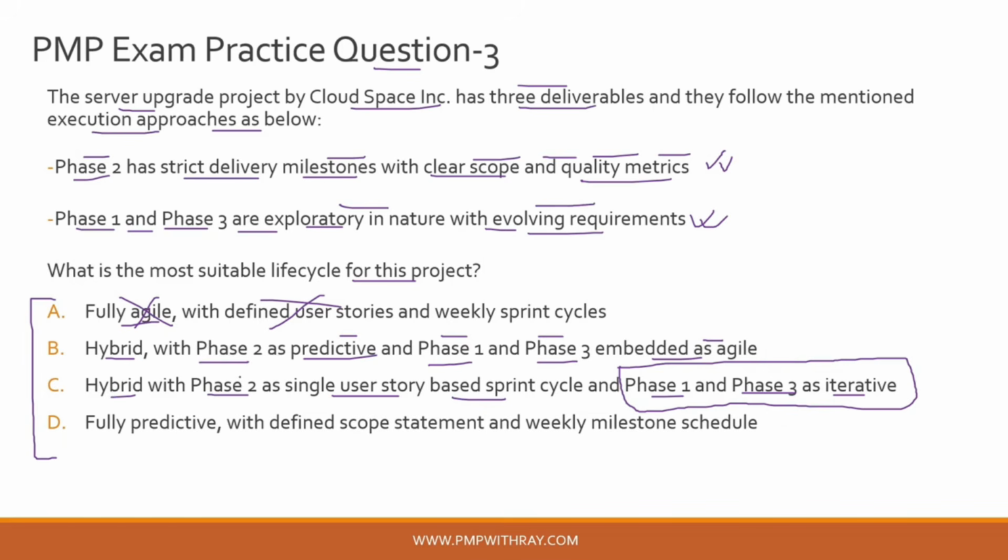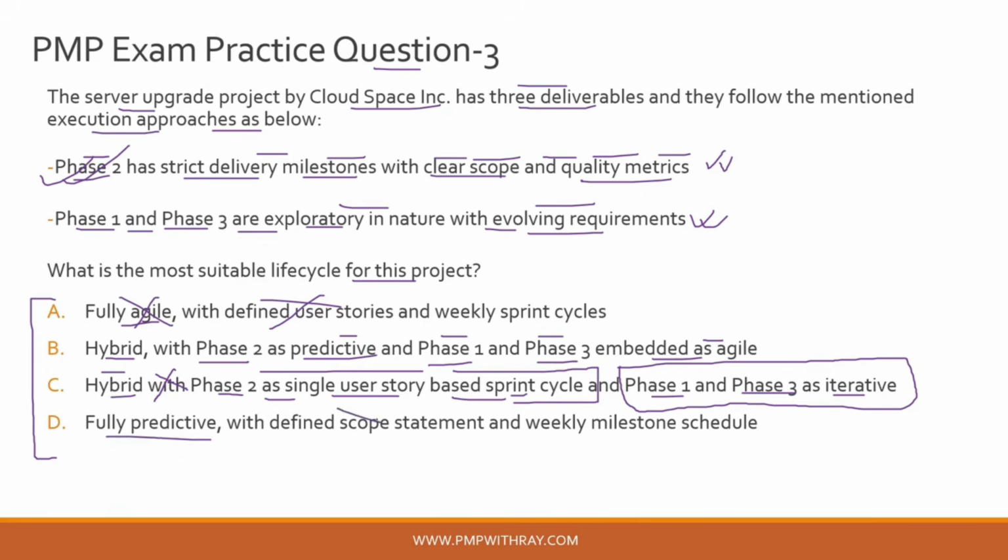However, if we come to the first part of this option, it is mentioning that phase 2 needs to be executed as a single user story based sprint cycle. Okay, now that makes this option quite incorrect because, as you see here, since phase 2 has strict delivery milestones with clear scope and quality metrics, there is no point having a sprint or taking an agile approach for phase 2 of the project, right? So that is the reason why option C is incorrect, because it is not a recommended approach to deliver a phase which has strict delivery milestones and clear scope and quality metrics as part of an agile sprint. Okay, so that is why option C is incorrect.